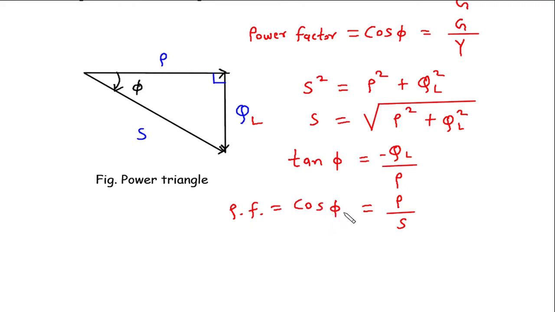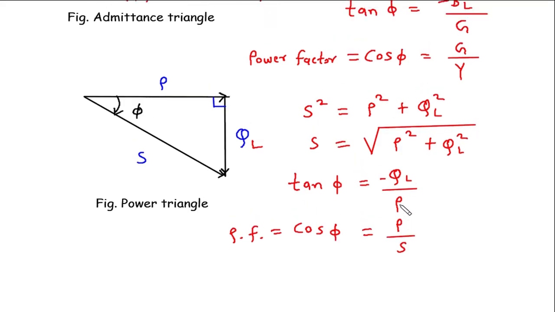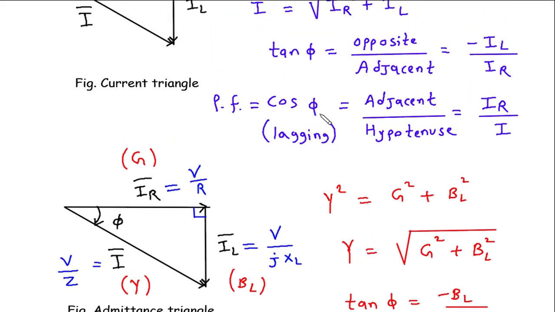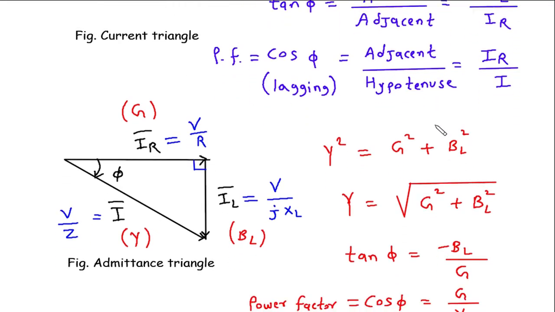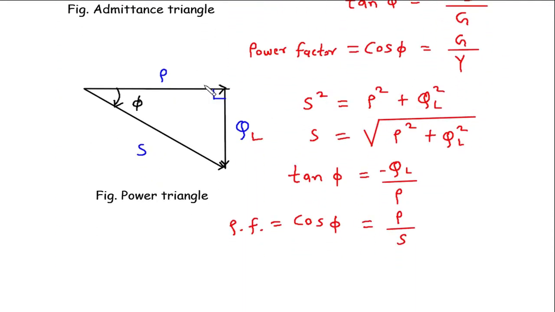And power factor cos phi is equal to adjacent upon hypotenuse. So adjacent is this active power or real power divided by apparent power. So cos phi is equal to P by S.